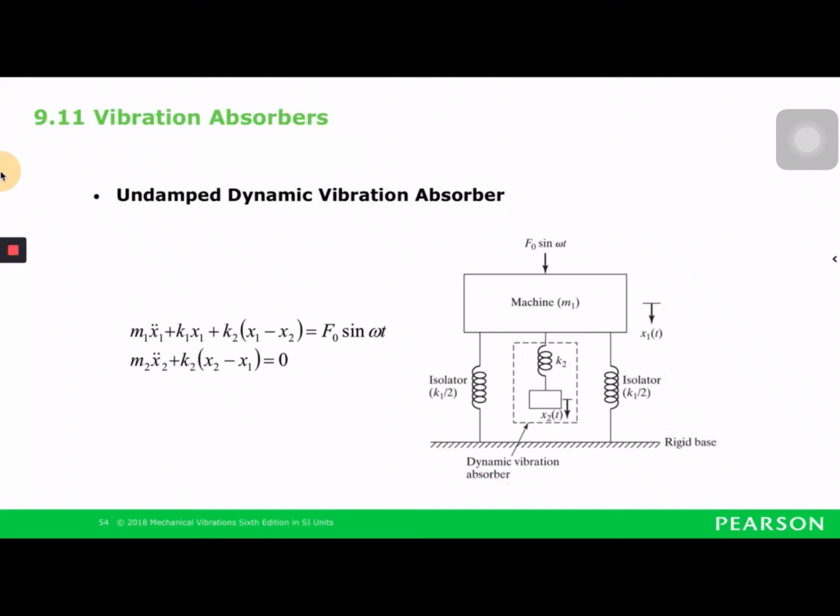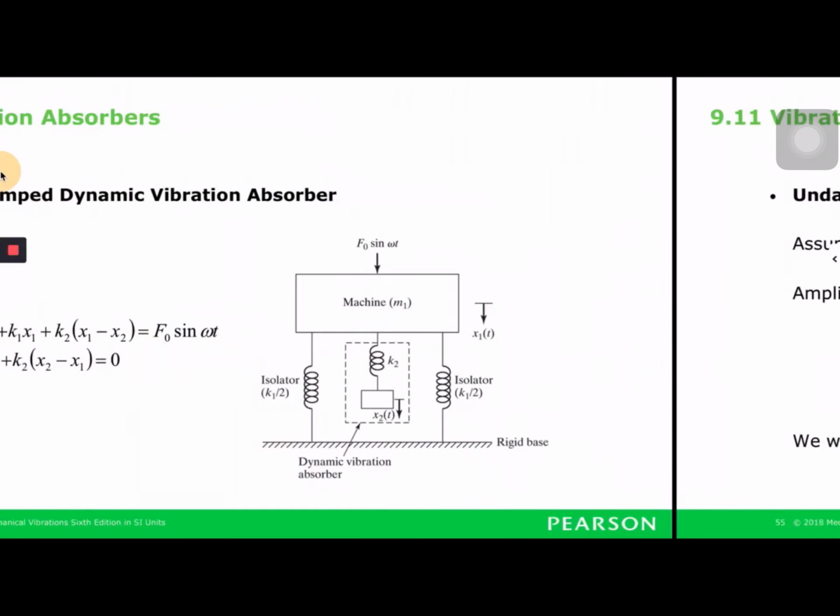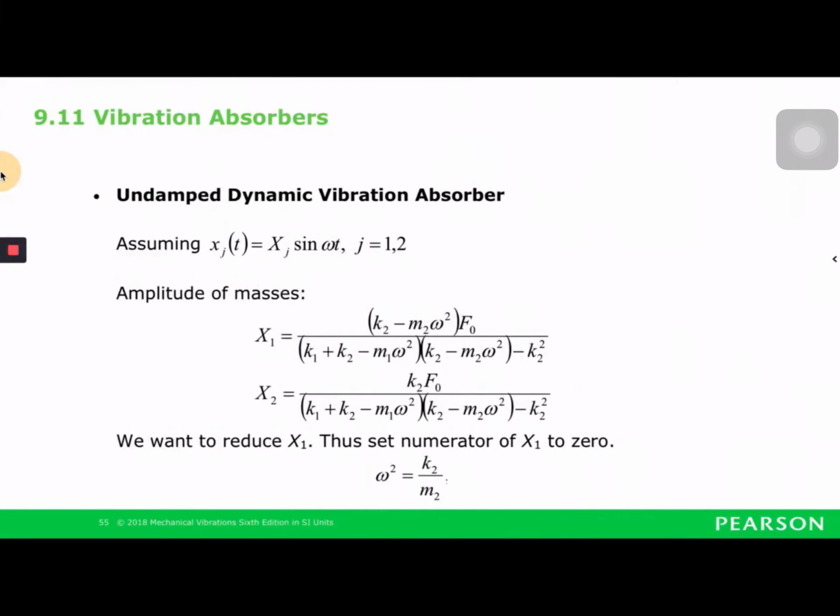So from this system over here, we can derive the equations of motion for the first and second mass, right? We can assume the input to be a harmonic input. Okay, so the particular solution is x_j = X sin(omega t), where j is 1 and 2, and we can also derive the amplitudes of the masses. This is basically the same as the two degree of freedom system that we went through before. Okay, and we want to reduce x1, right? X1 is basically the amplitude of the machine itself.